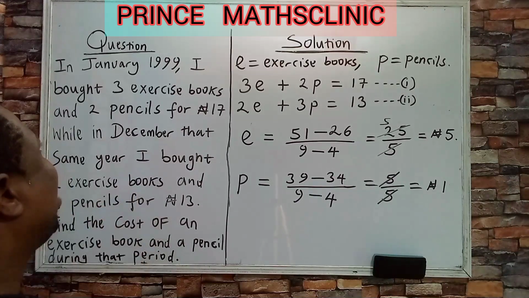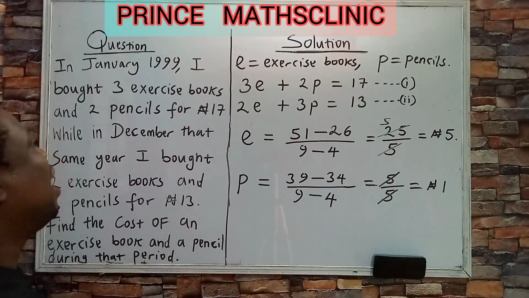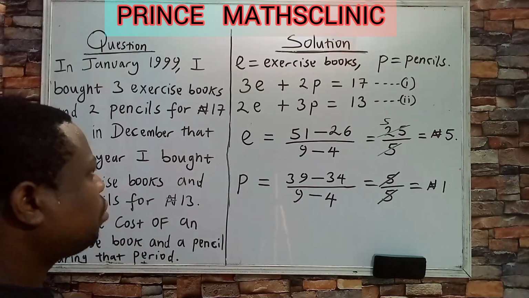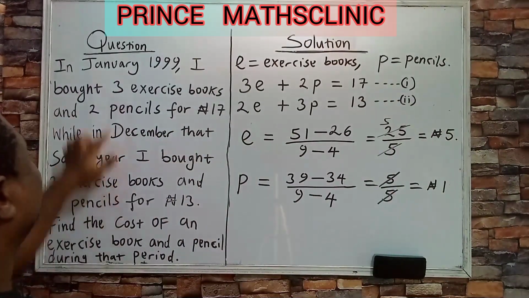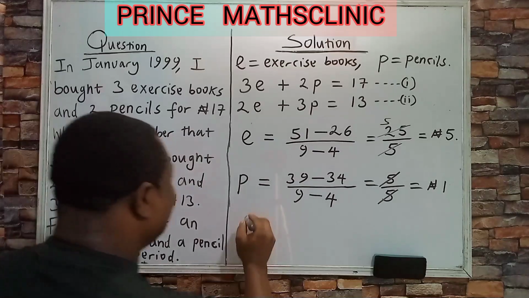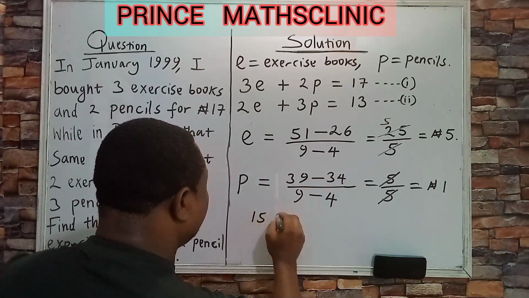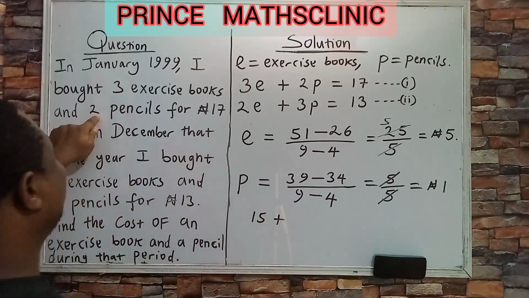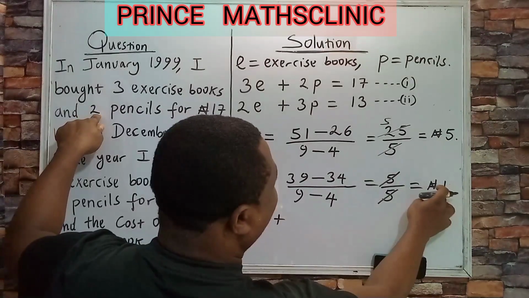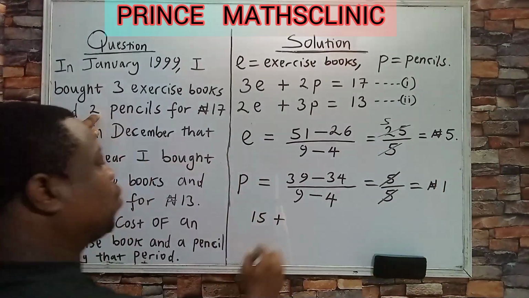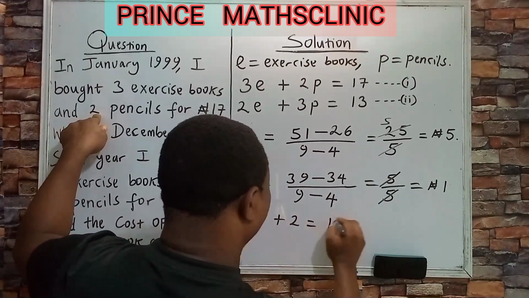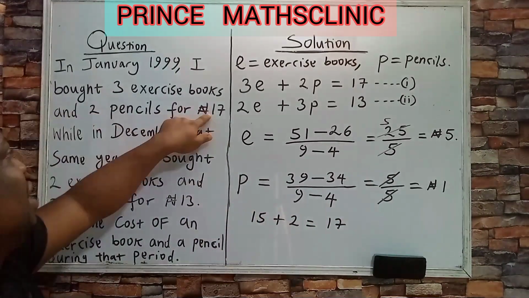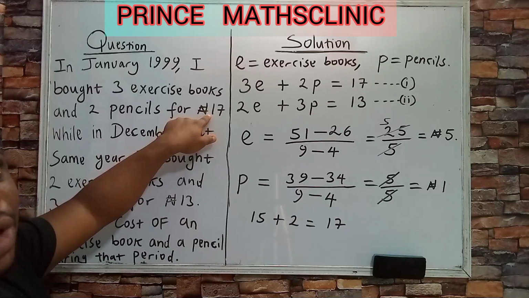Now let us check for correctness of our result. We said the cost of the exercise book is 5 naira. So 3 exercise books will be 3 times 5, which is 15. Then 2 pencils. We said each pencil is what? 1 naira. So 2 times 1 is 2. So if you add, 15 naira plus 2 naira gives you 17 naira. Yes, that is what is in the question.